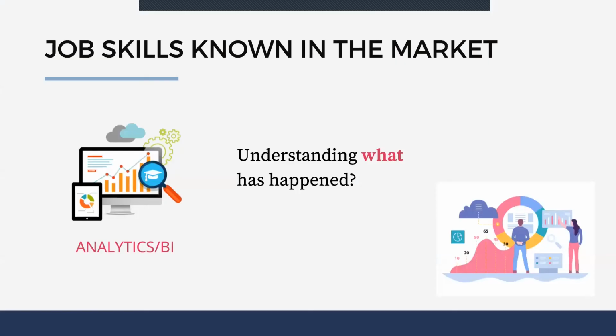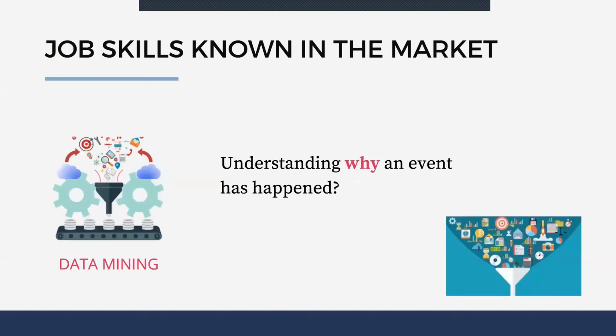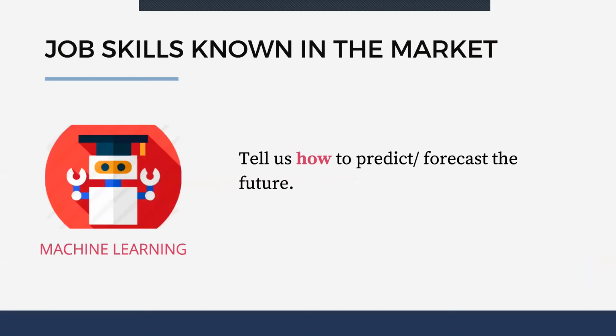Number one, analytics. Analytics shows what has happened, to understand what is happening with a business. Data mining shows why it happened, to understand why the change took place, if any, and what is the cause behind it. Machine learning tells us how we can predict the future, predicting the future of the company after understanding the whats and the whys.